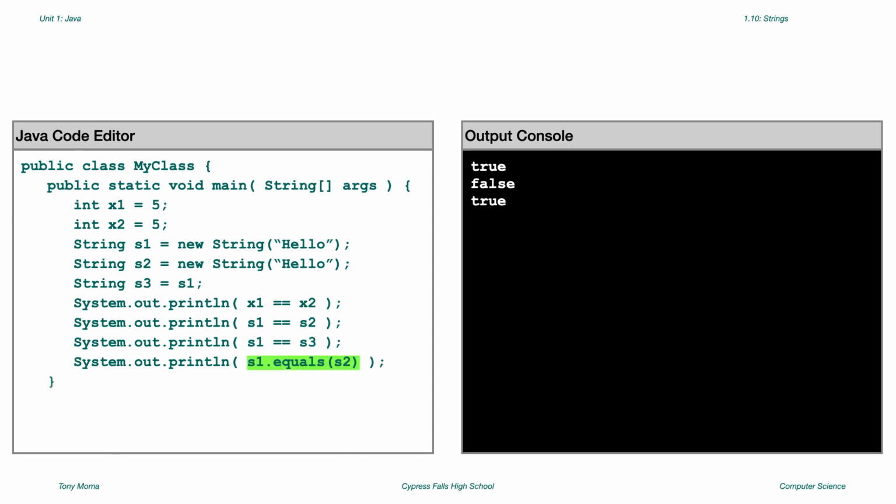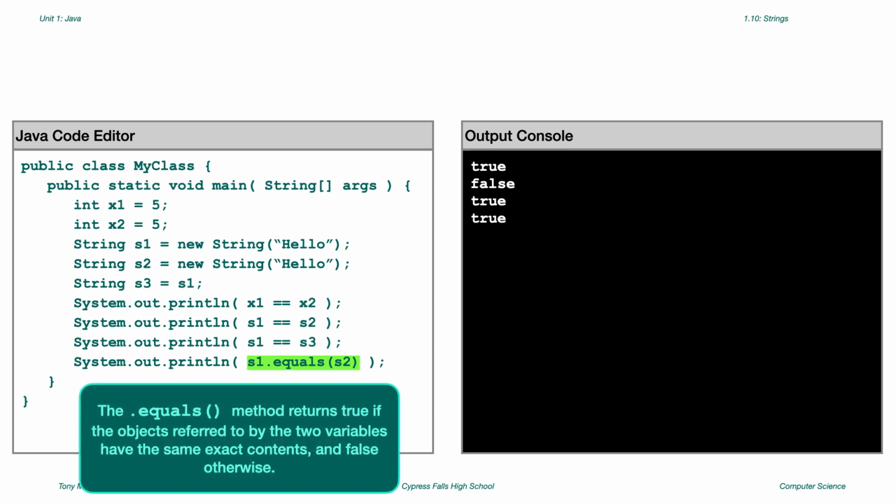We do that using the .equals method. Here, we're comparing s1 and s2 using the .equals method. When we compared them using the double equals operator, we got false because s1 and s2 don't refer to the same object. But the equals method doesn't care about that. The equals method simply wants to know, do s1 and s2 have the same content? Do they contain the same values? Which they do, hence why true gets printed out.